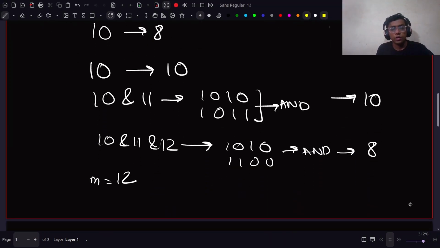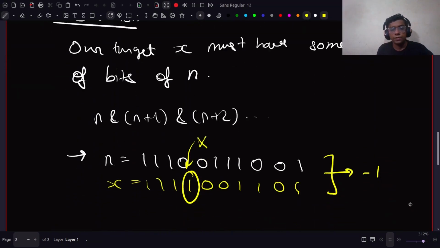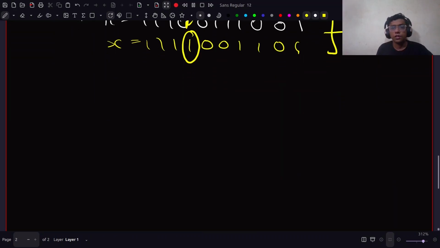Okay, so now we need to find out which number becomes equal to our target, right? Here, obviously, it's a bitwise question, so we should try to think of the numbers in terms of binary values. So let's just write down some binary number. Assume n is equal to some binary number like this.